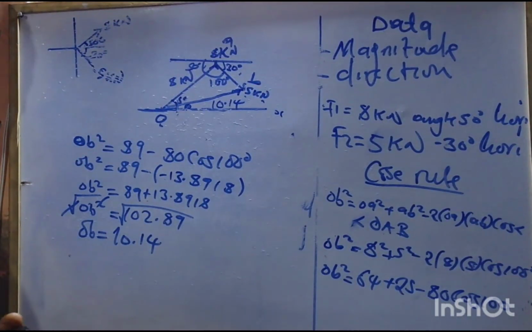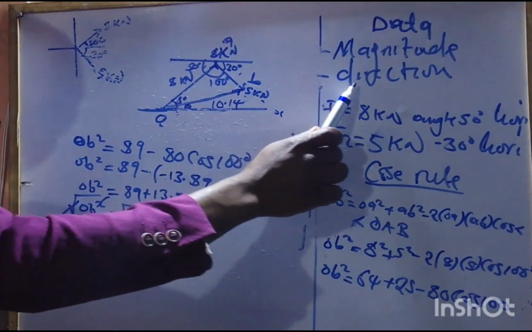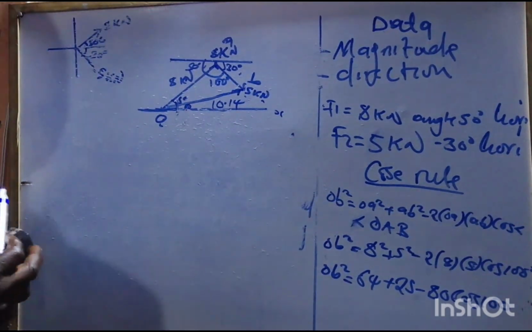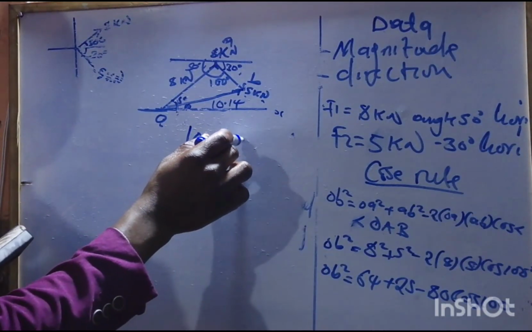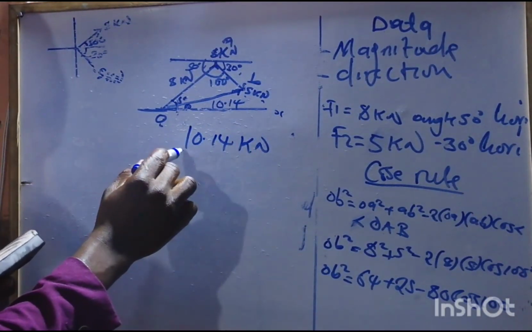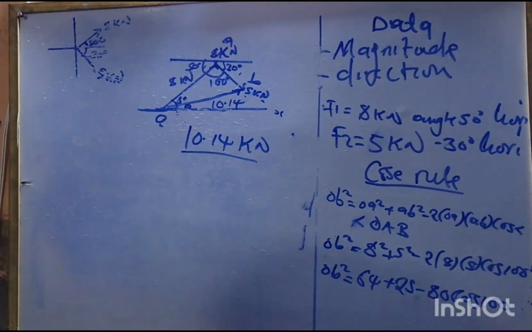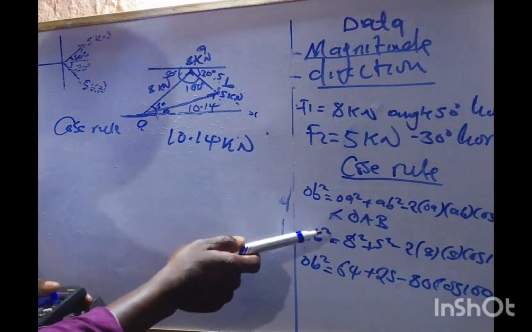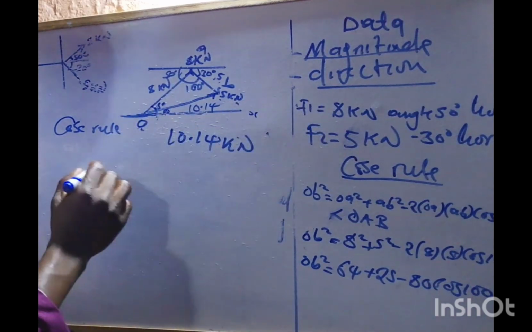So now let's find the angle. Using cosine law to find the magnitude, we're going to use sine law to find the direction, which is the angle. So you found that it is 10.14 kilonewton for OB. Since we have found the magnitude by using cosine law, and you have followed all the procedure which I did here, then we are going to find the direction.